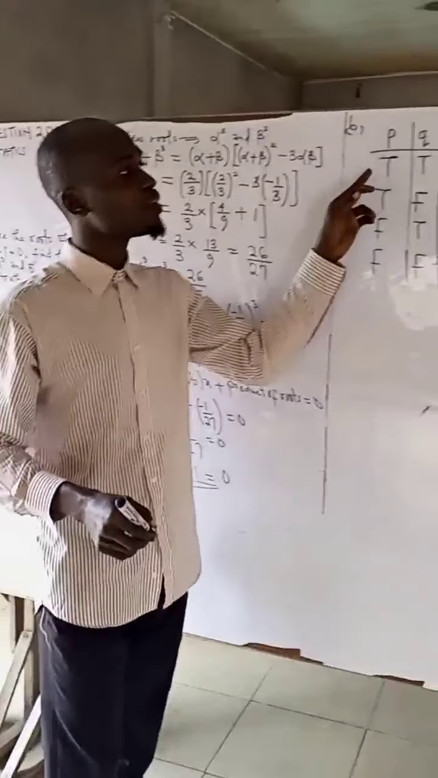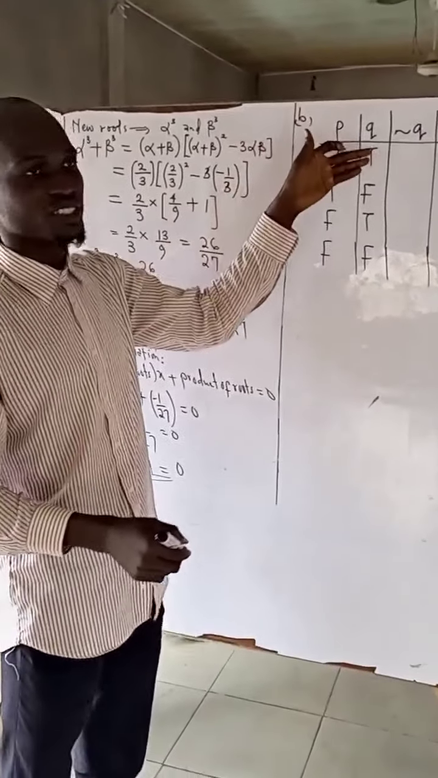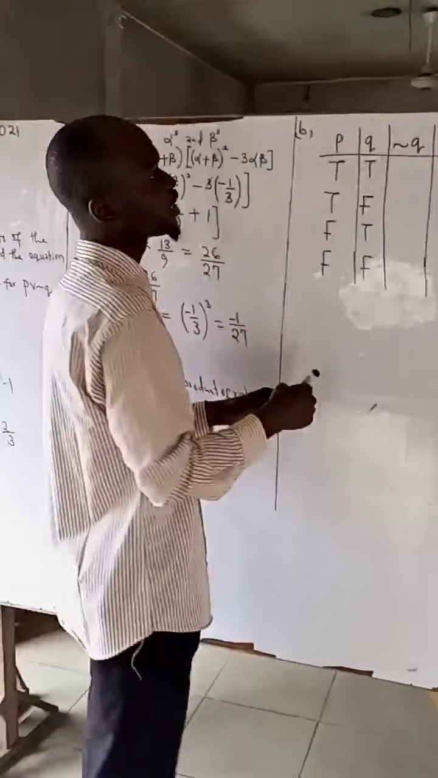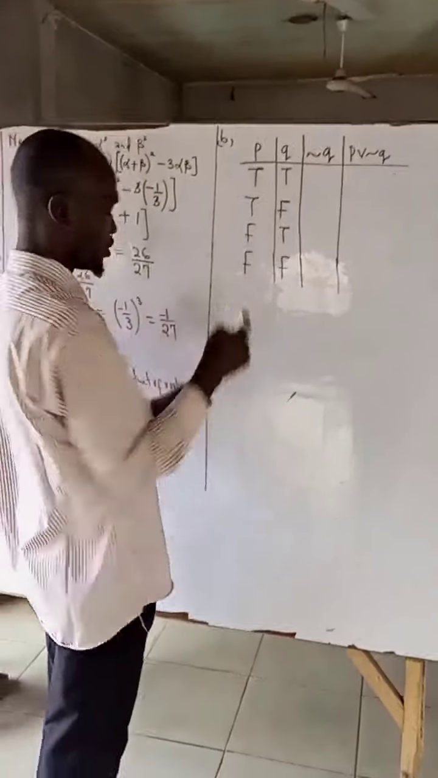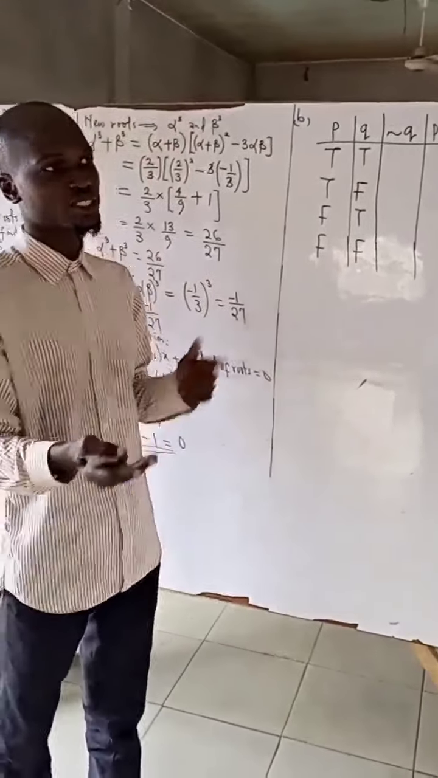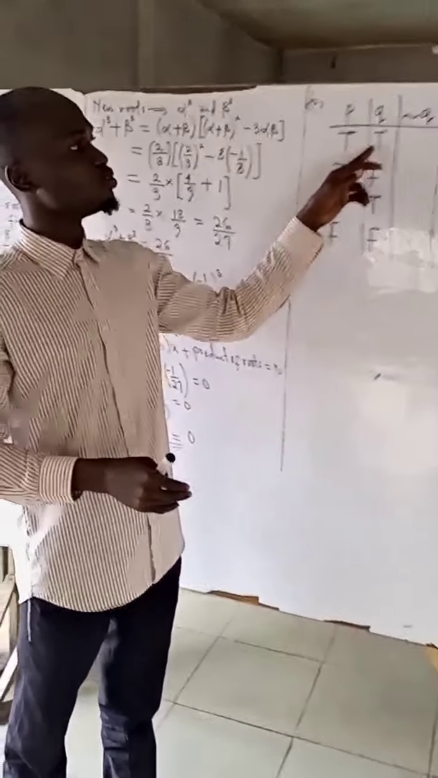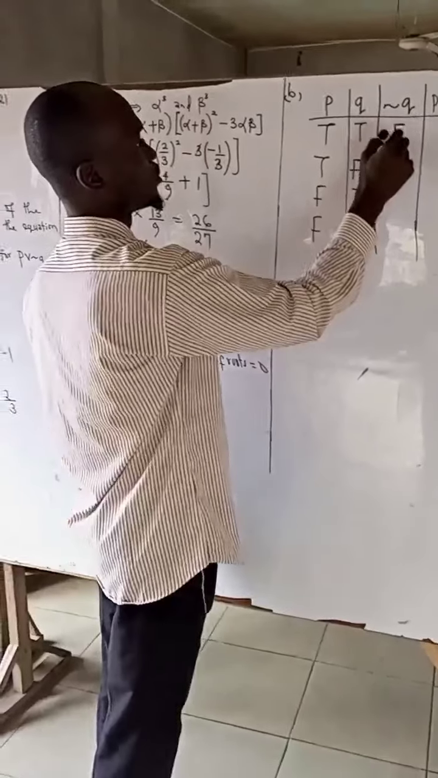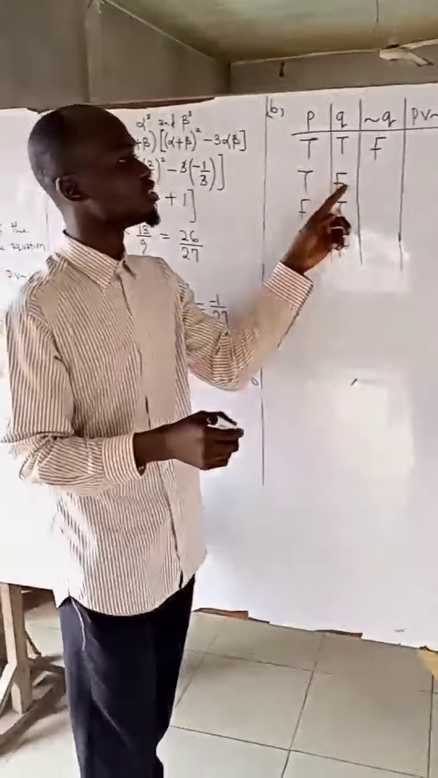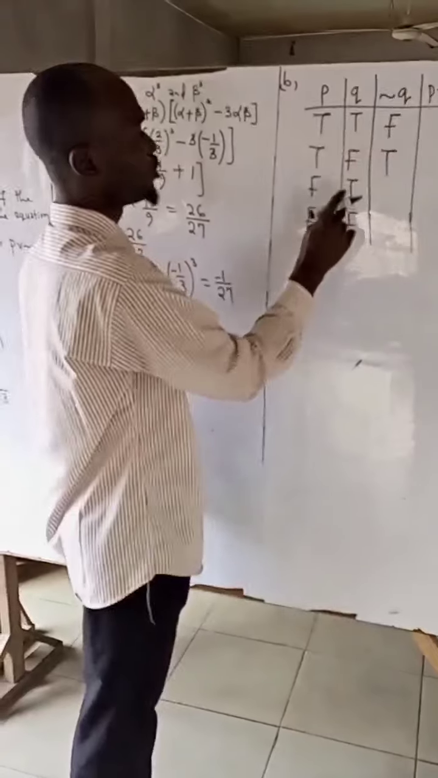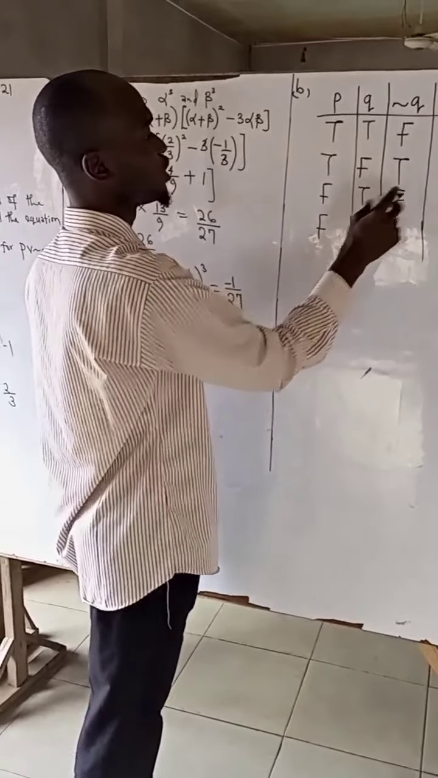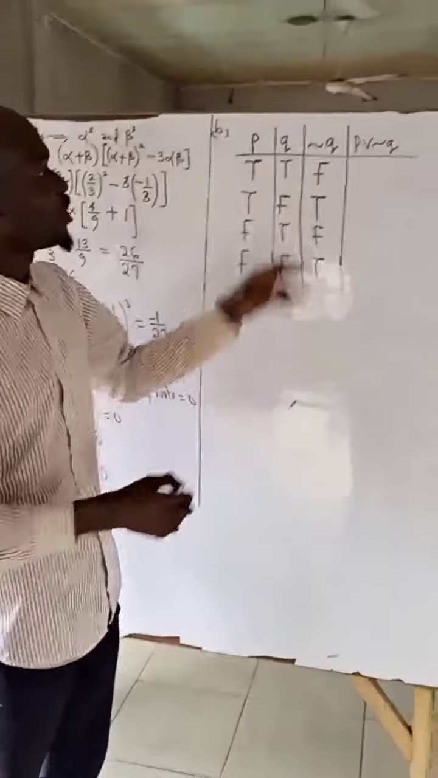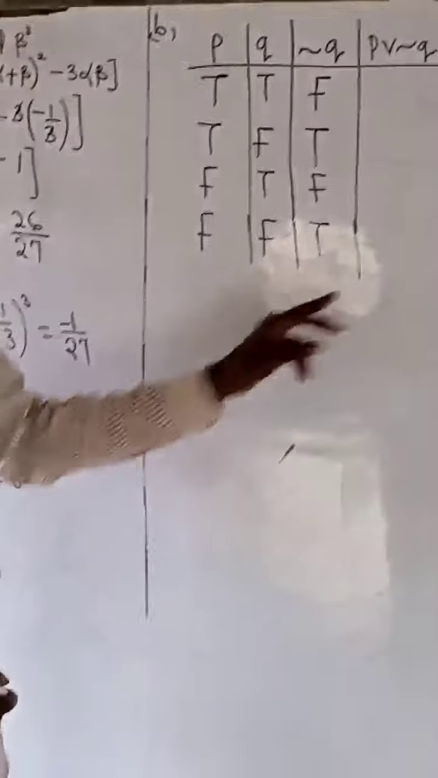Before we start operating, we still have to find the negation of Q. The meaning of that is the opposite. If Q is true, its negation will be false. And if Q is false, its negation will be true. So here in this column we have false, true, false, true.